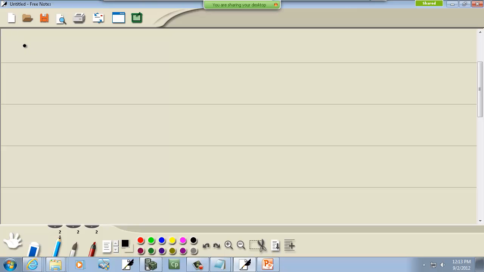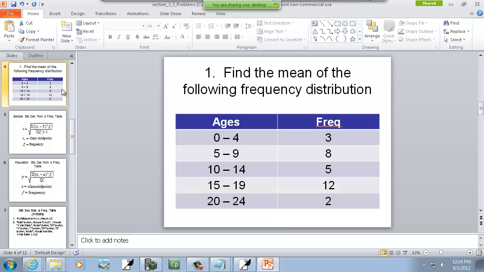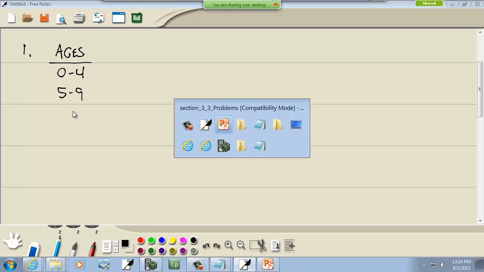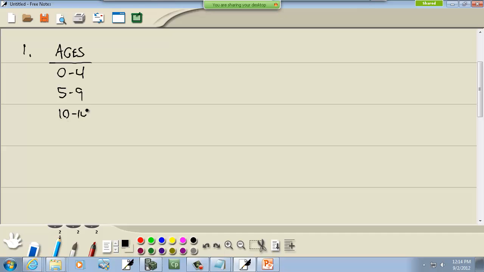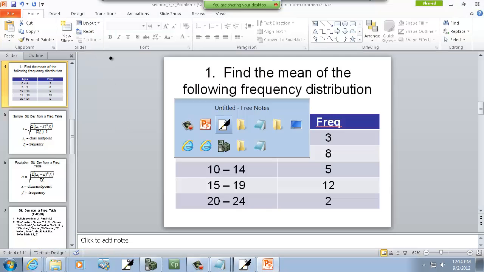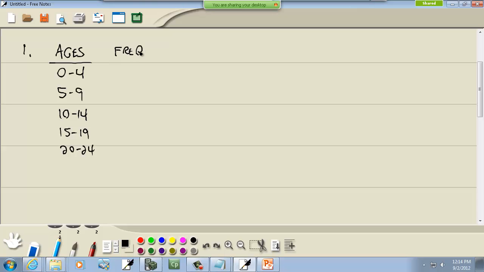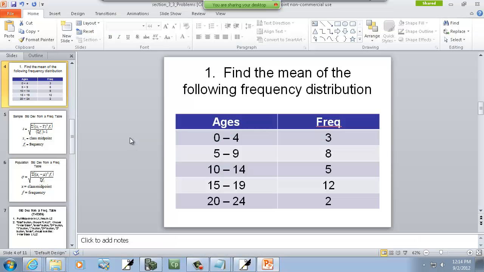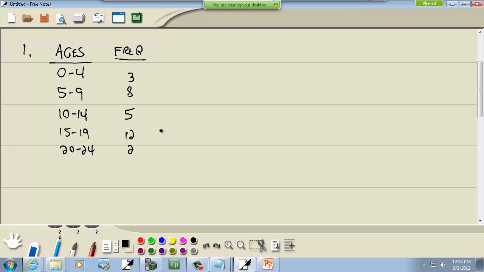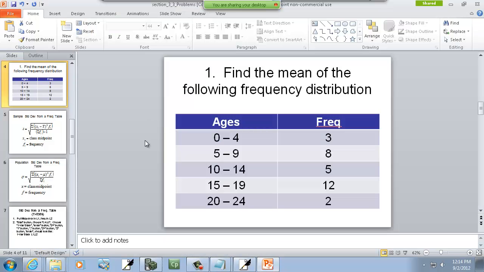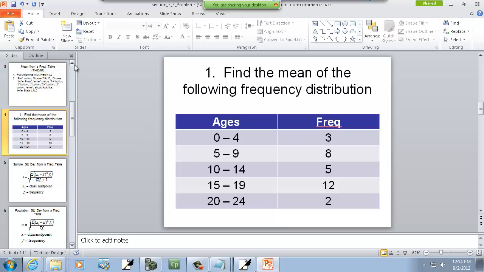Okay, so our first problem. We've got ages 0 to 4, 5 to 9, 10 to 14, 15 to 19, and 20 to 24. And we've got our frequency, which is 3, 8, 5, 12, and 2. And the instructions are to find the mean. Now, I don't say sample mean or population mean because it's the same formula.